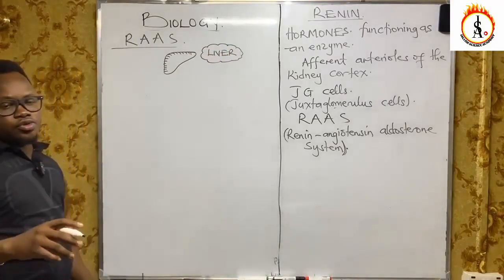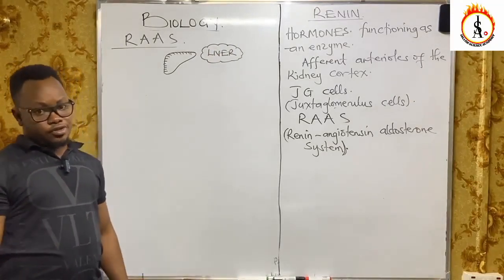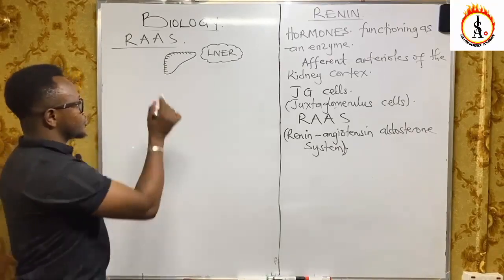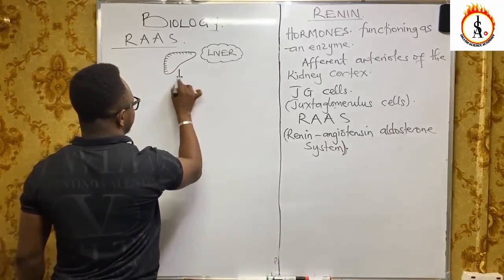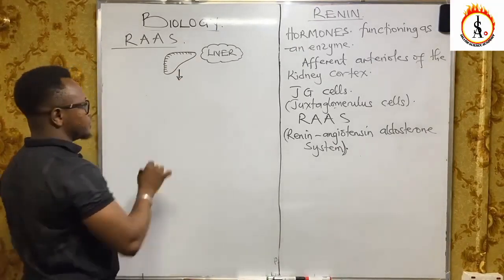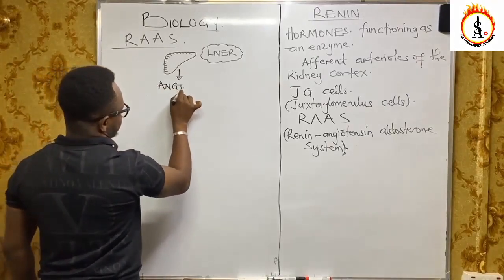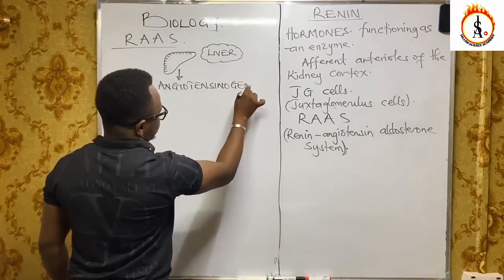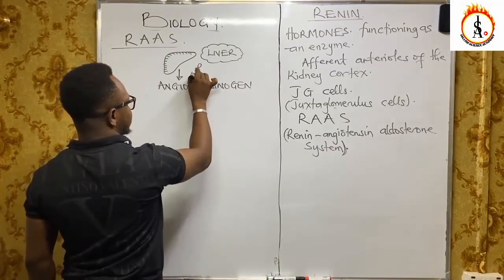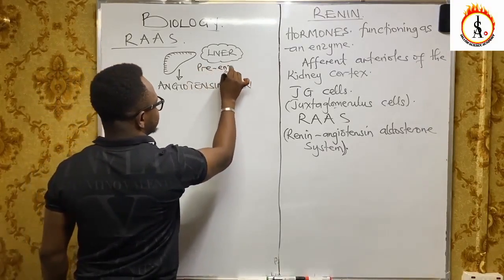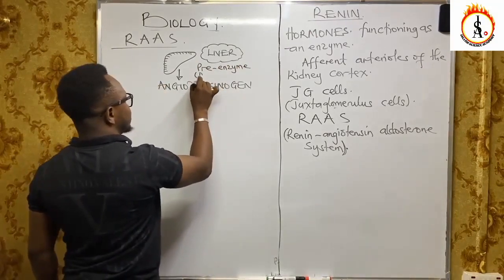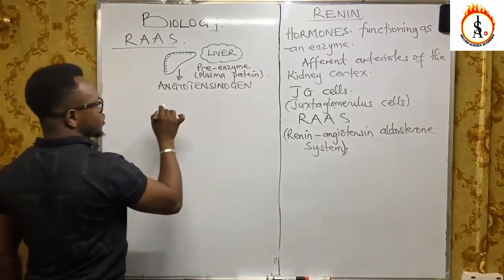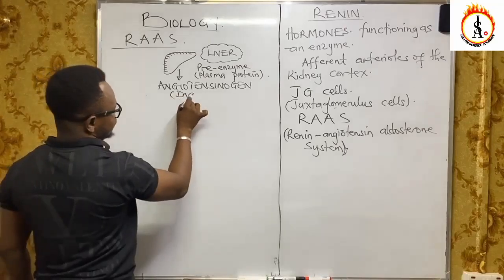The liver is known for producing giant proteinaceous substances, which are blood proteins like fibrinogen and albumin. So the liver here is going to produce angiotensinogen. This angiotensinogen that is produced is a pre-enzyme, which is a plasma protein. This angiotensinogen produced is inactive.